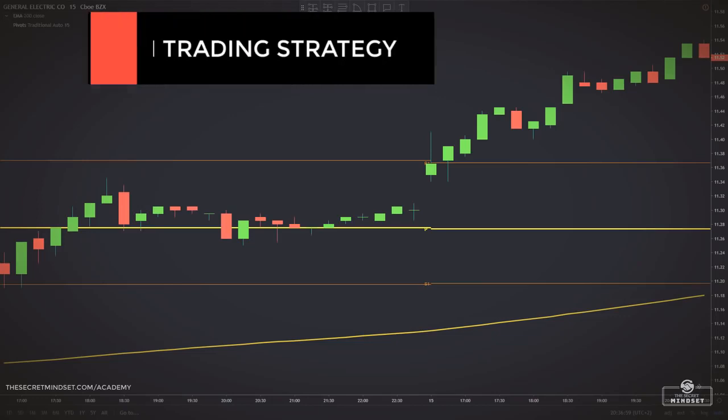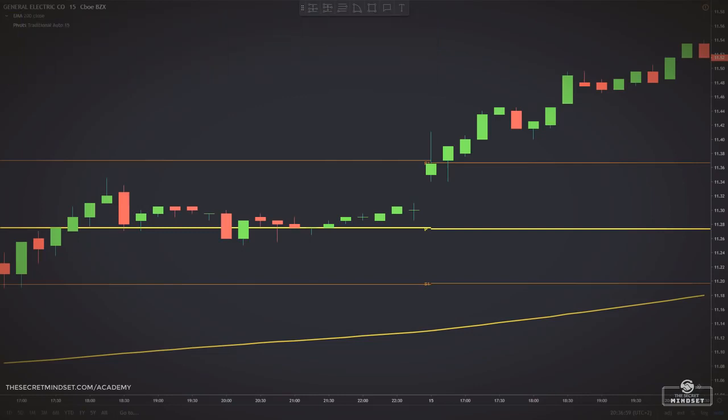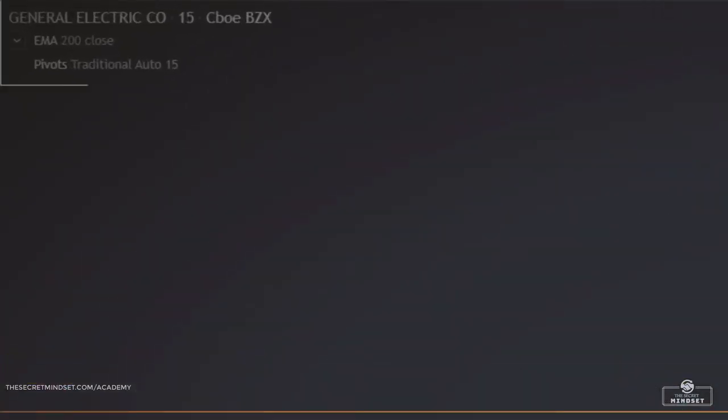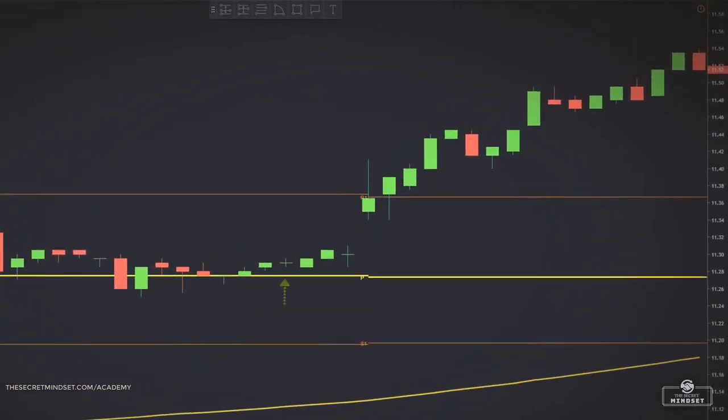Now, this is how I trade the doji pattern. Like I said before, I always take trades only around support and resistance areas. You can use recent market swings or fib retracements, but I prefer to use pivot points. This chart shows the exact sequence we need. A doji formed around the pivot point level.